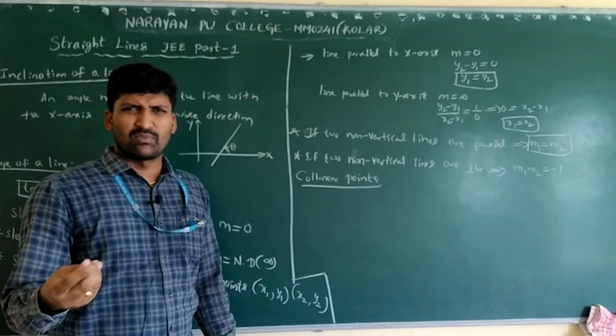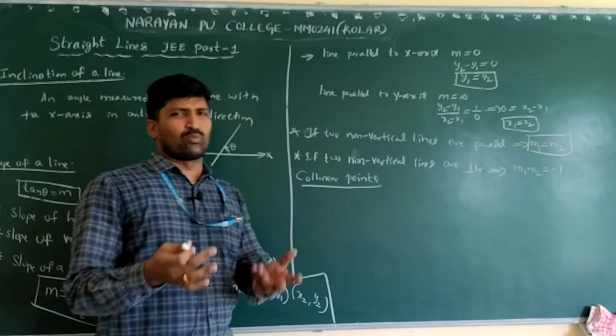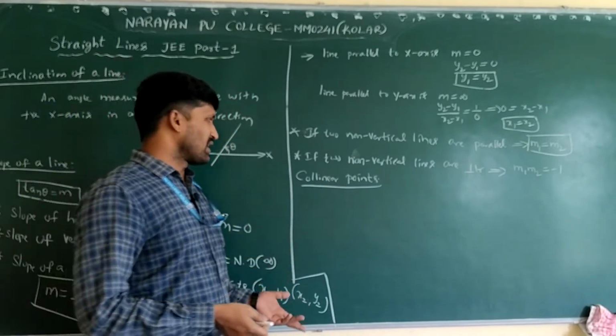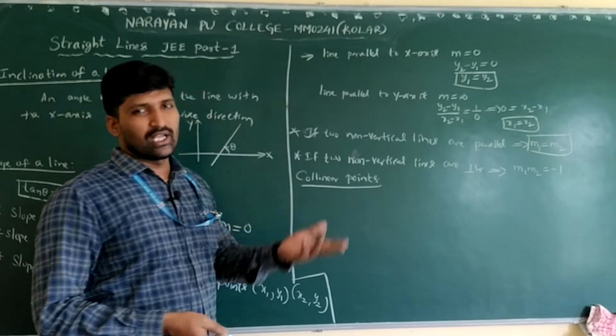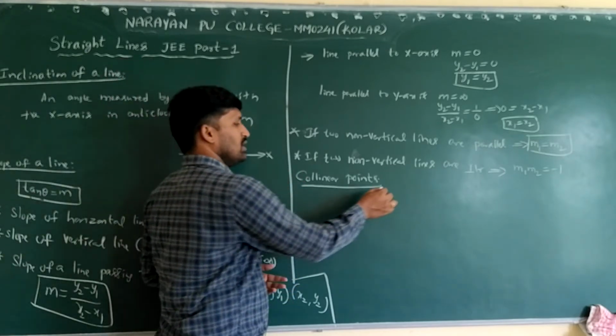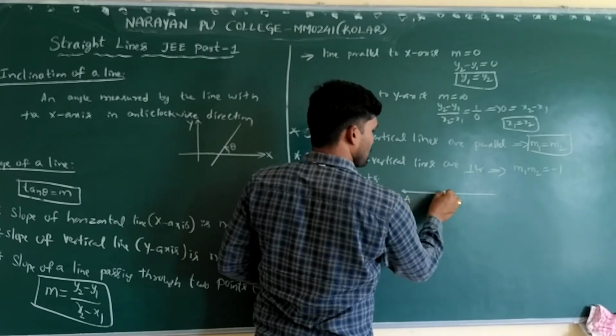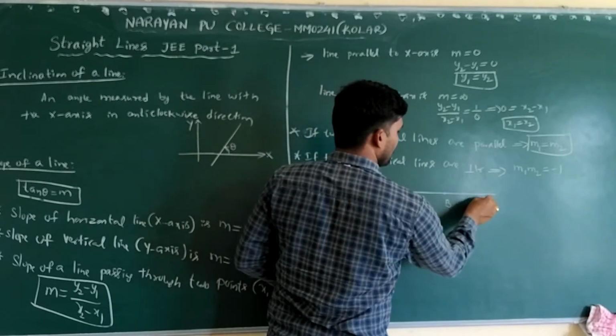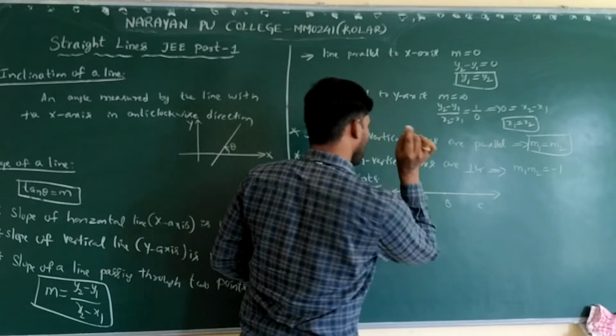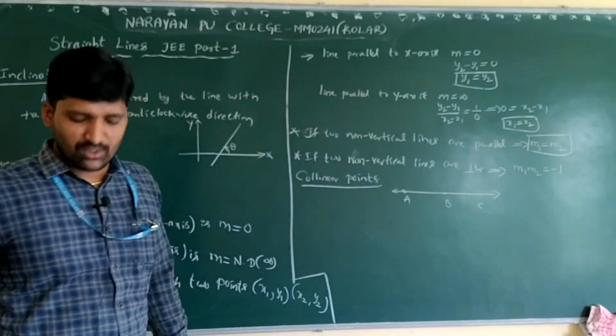Now we know collinear points means three or more points lying on the same line. Such points we call collinear points. But how do we prove that 3 points are collinear? If, for example, these points are lying on the line, you need to show that these 3 points are collinear.